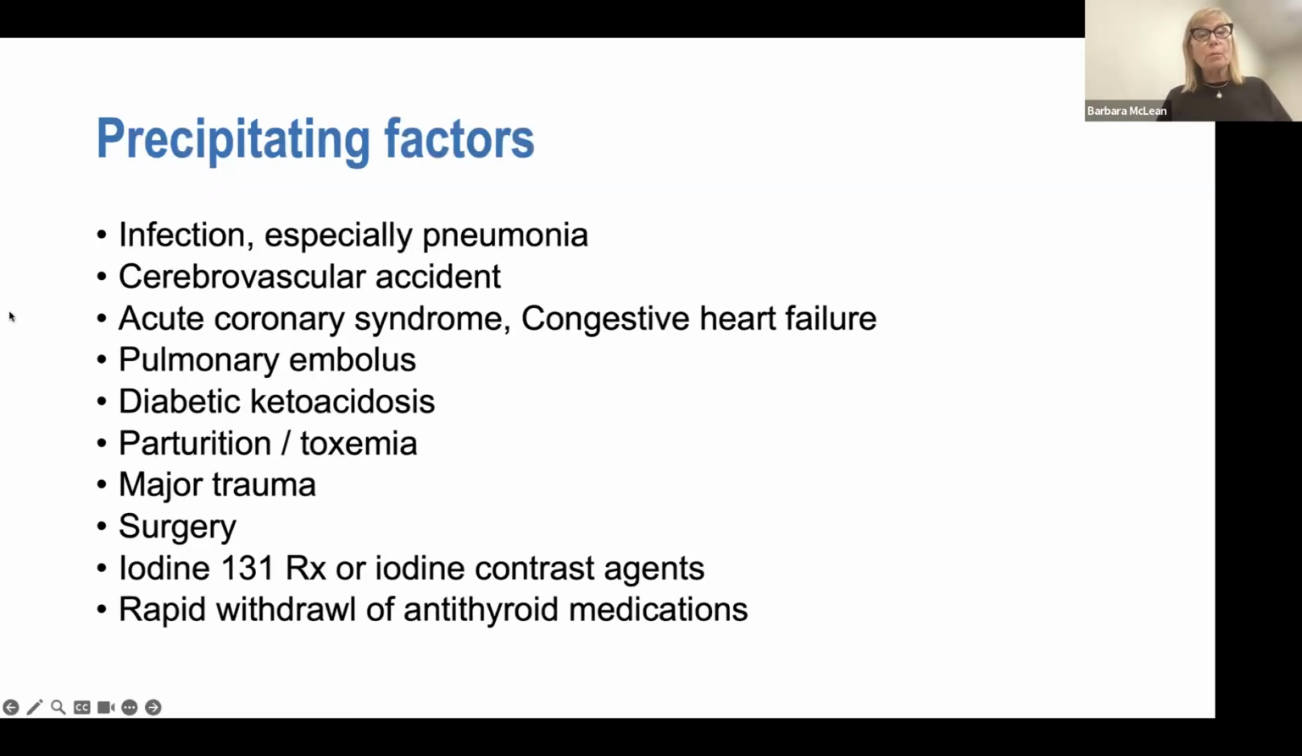Again, there's always a precipitating factor. One of the most common ones is they stopped taking their thyroid medication because they couldn't afford it. That's really important. That anti-thyroid medication, so the iodine, the PTU, or the other iodine potentiators, if they are not taking their medication, then they will go into that thyroid storm. So really, really important to look at that.